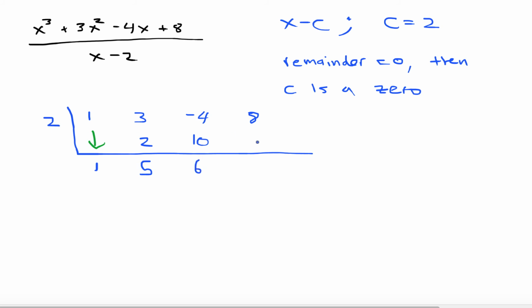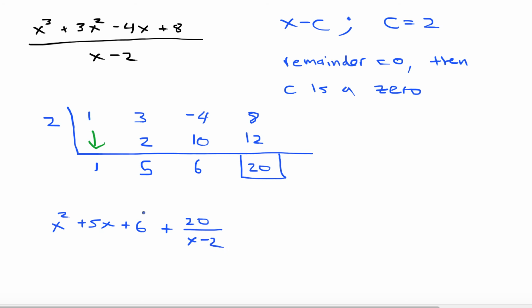6 times 2 is 12, and notice what happens here. Once we add this, we get 20. So what does that mean? It means that the remainder is 20. And if we actually did the long division, then this would be the quotient. These would be the coefficients of the terms in the quotient. So this would be x squared plus 5x plus 6 plus the remainder divided by the divisor.